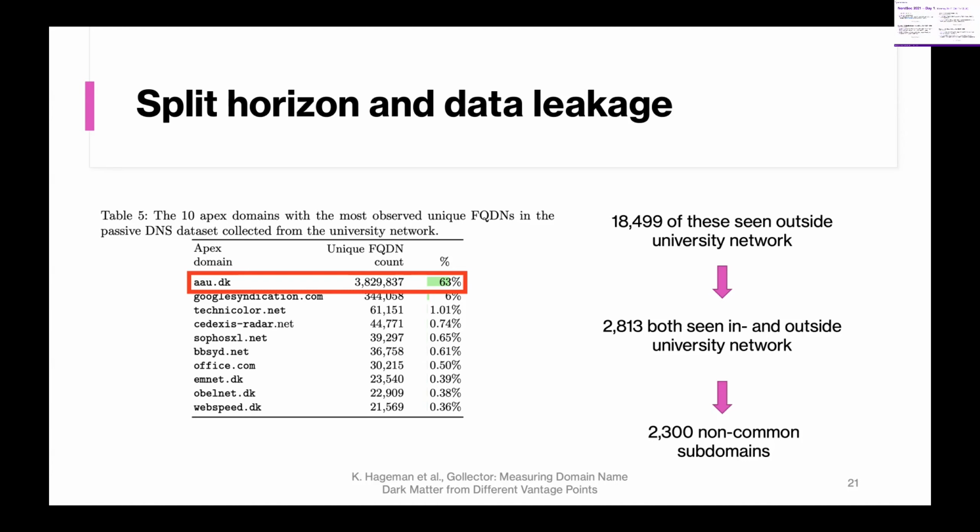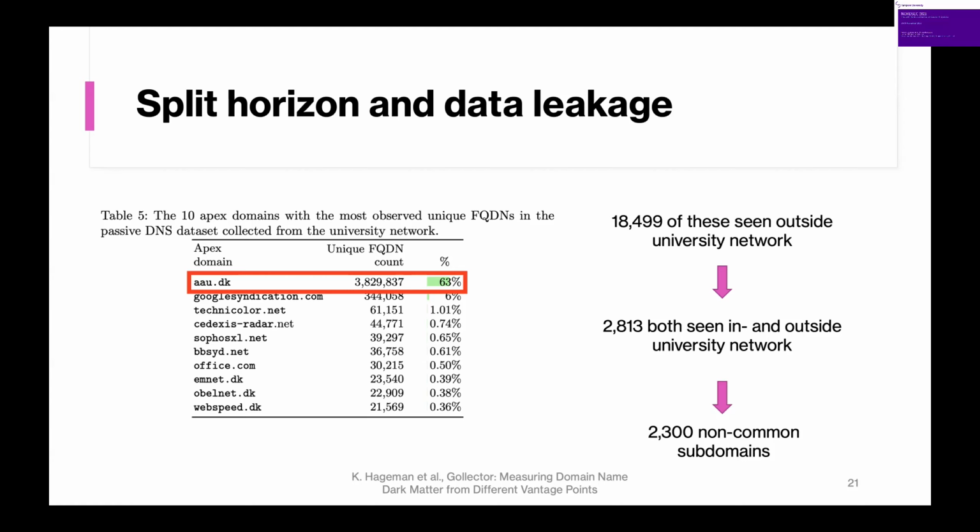That in itself is not necessarily a problem, because many domain names are only accessible outside, let's say the publicly available website, for instance, and probably some other services as well. So that's why we went to look into domains that have been seen both inside and outside the university network, which were about 2,800. And out of those, we wanted to investigate to what extent these are actually private.